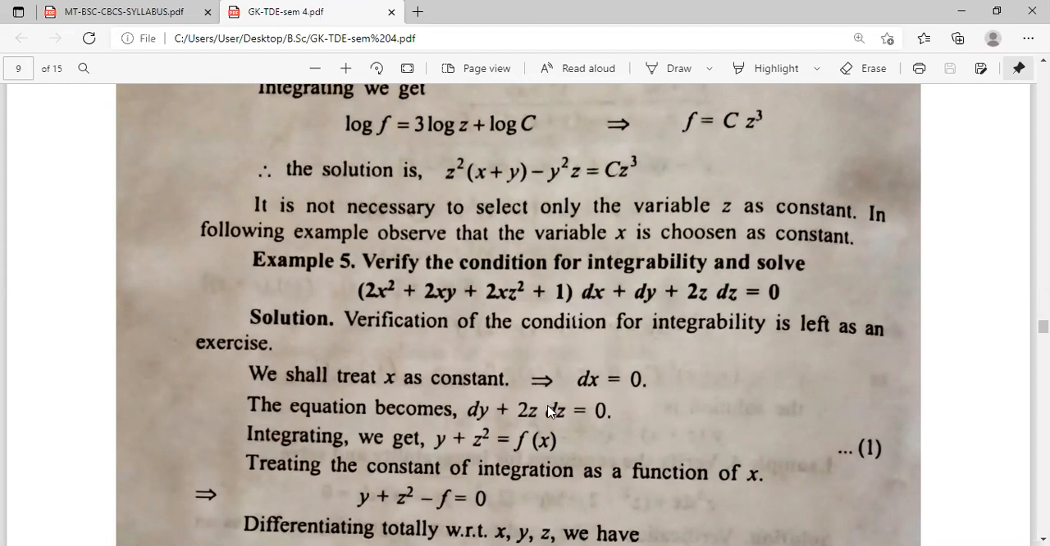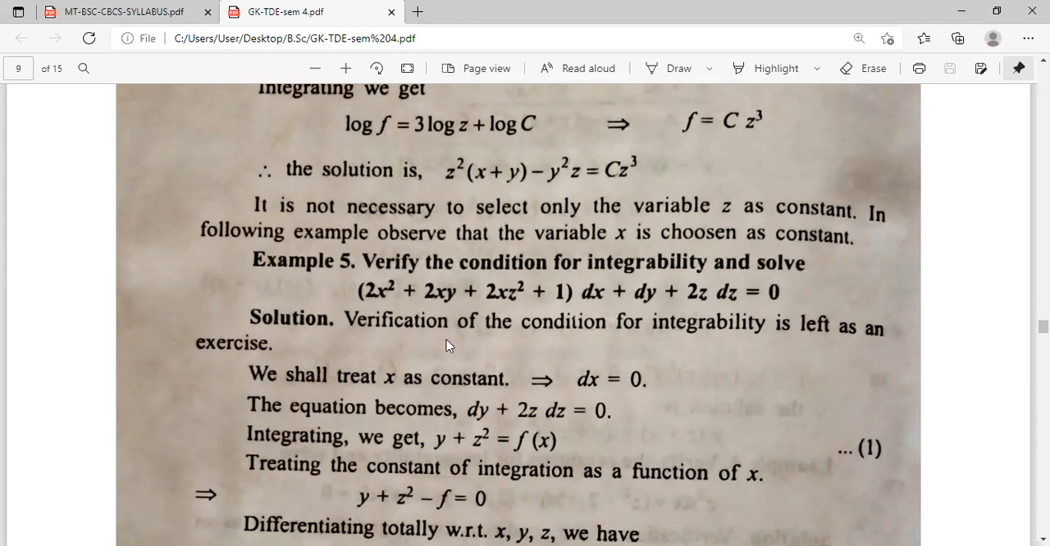The remaining is dy plus 2z dz equal to 0. Integrating this, you are going to get y plus z square equal to f of x. So see, in the previous cases, in the working rule, there you are taking f of z as the integral constant. But here you are taking f of x because we have taken x as the variable.